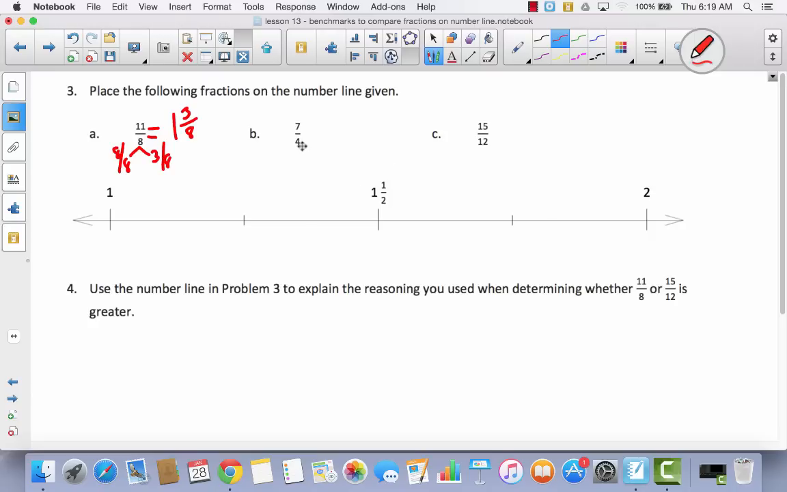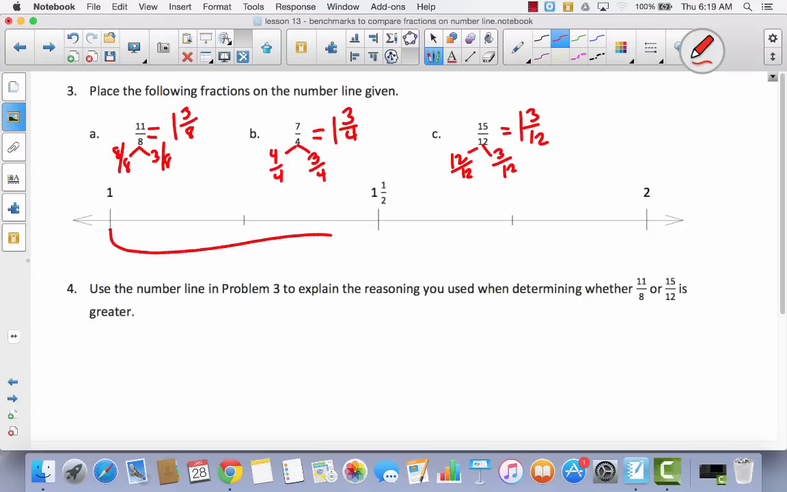And 7/4. It takes 4/4 to make a whole, and then I have 3/4 left over because when you add these together, you have 7/4. So 7/4 equals 1 and 3/4. And then 15/12. It takes 12/12 to make a whole, and then I would have 3 left over. So 15/12 is the same as 1 and 3/12. So all of these are going to come between 1 and 2 because they are greater than 1.